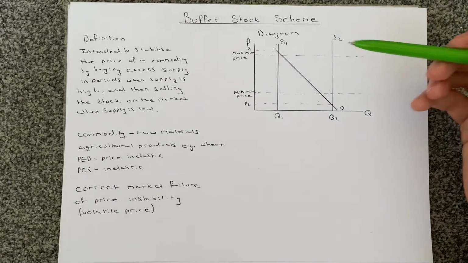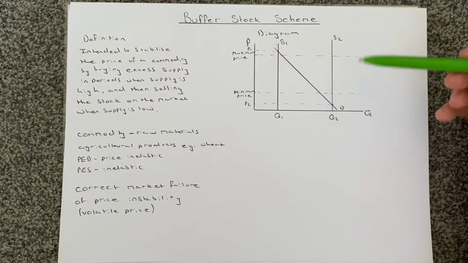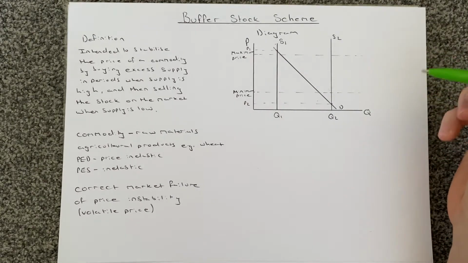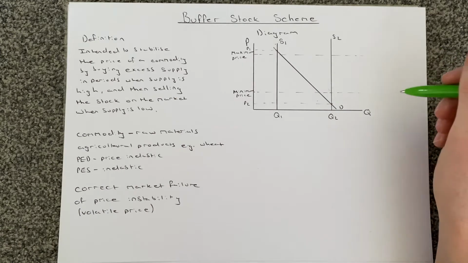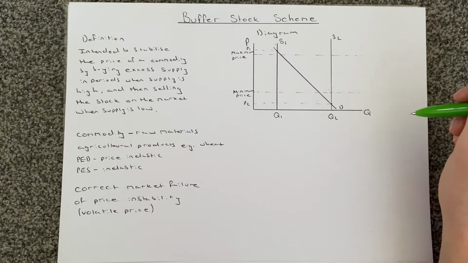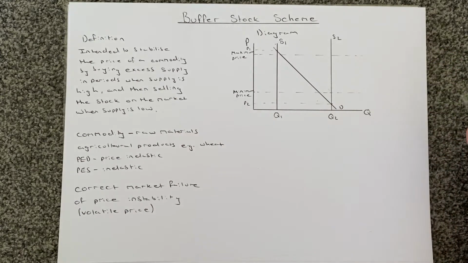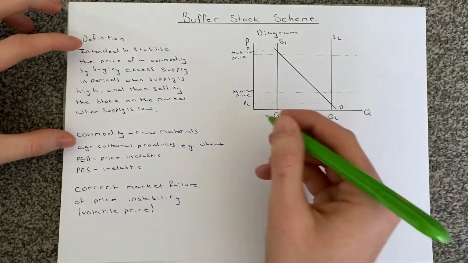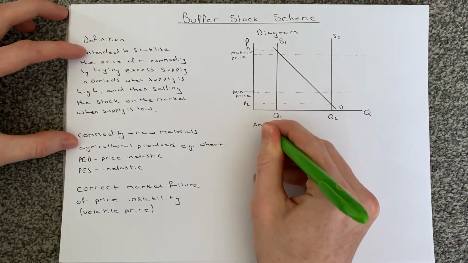And we started to look at our diagram here. By no means is this the complete diagram, this is just the foundations of the diagram, and what we're going to focus on now is analysing the diagram and explaining how a buffer stock scheme can be used to correct the market failure of price instability. So let's focus on our analysis.